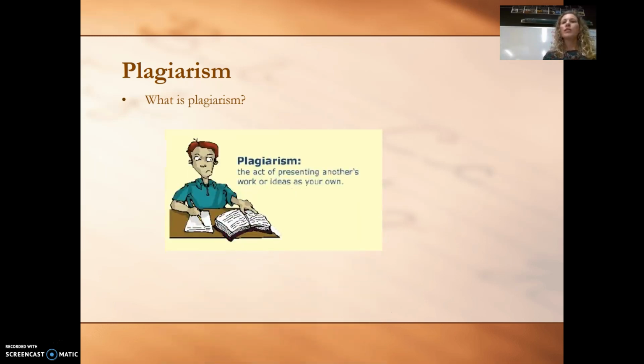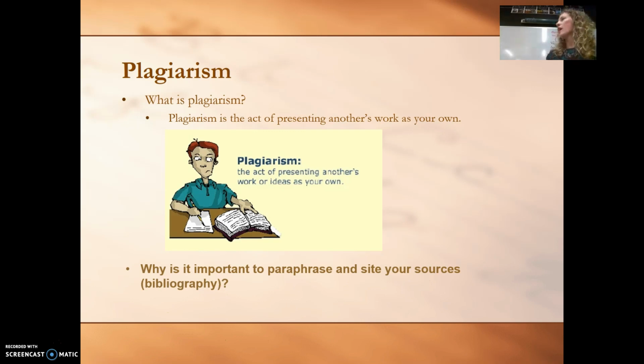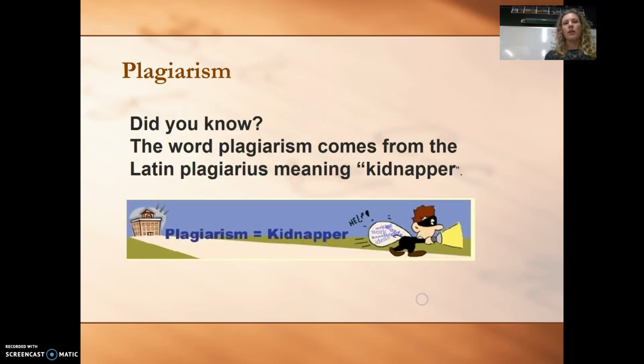So plagiarism is presenting another person's work or ideas as your own. Plagiarism is an ethical issue. It's different than copyright. Copyright is a legal issue where you can actually get sued for something. Plagiarism is an ethical issue. Okay, so plagiarism comes from the Latin word meaning kidnapper, which is kind of interesting. Plagiarius. Yeah. Emily, what were you going to ask?